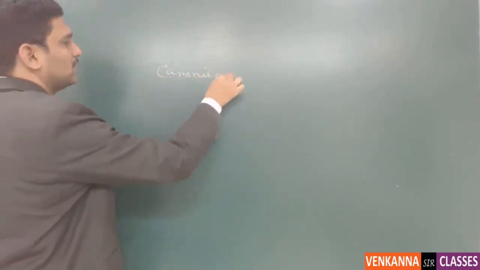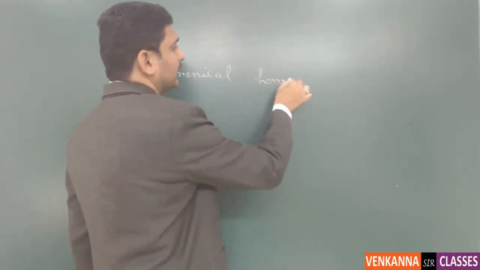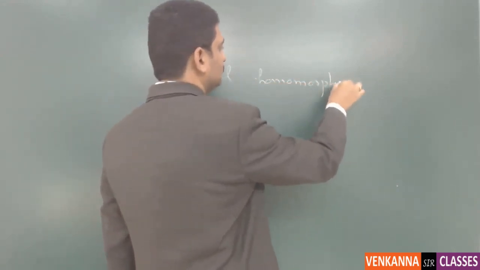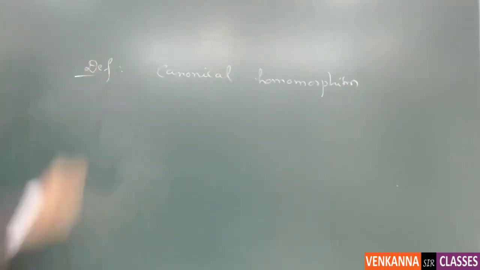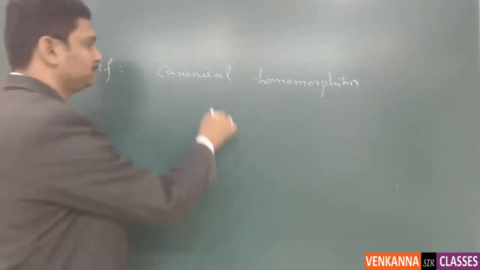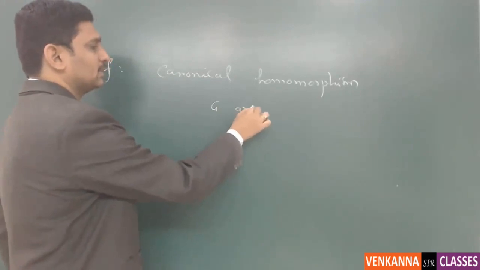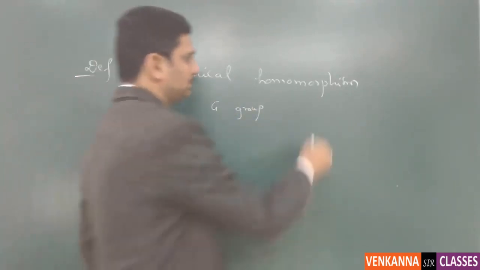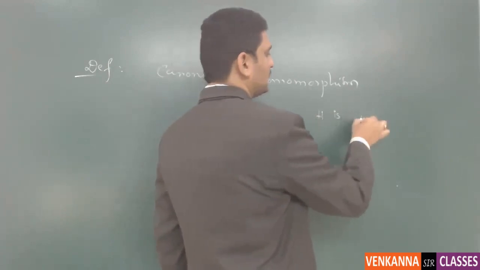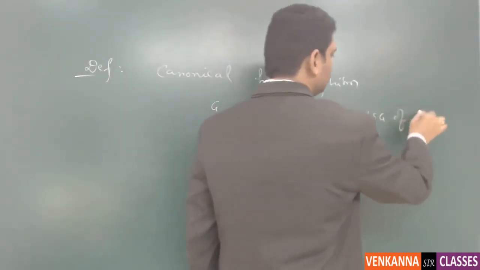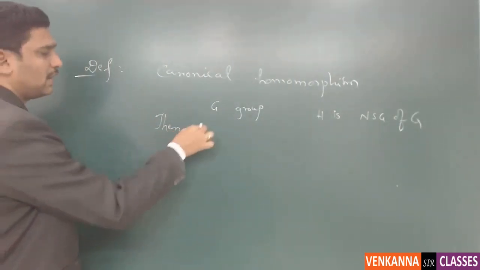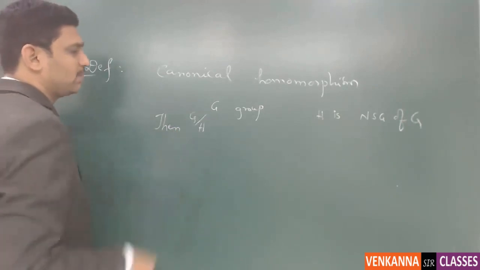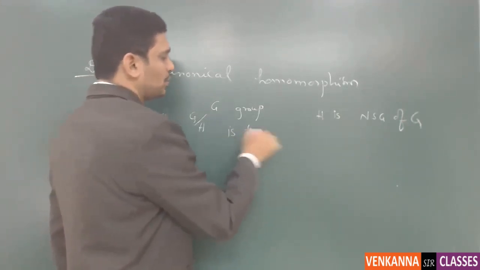Now, we introduce the concept of canonical homomorphism. The definition. So, it is very simple. If you take G as a group, and H is a normal subgroup of G, then you have G by H, the quotient group.